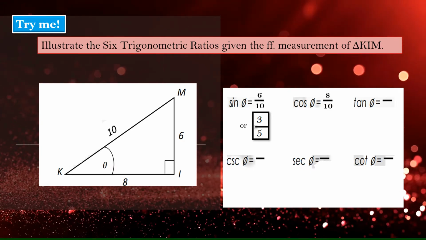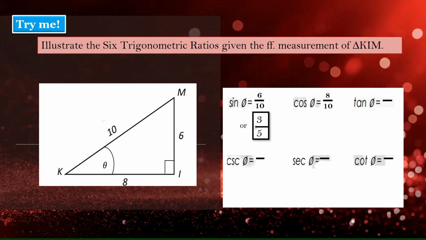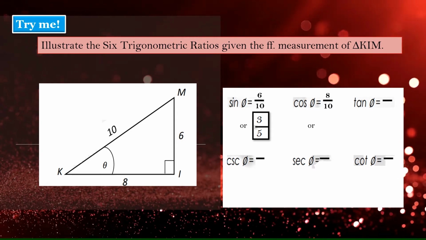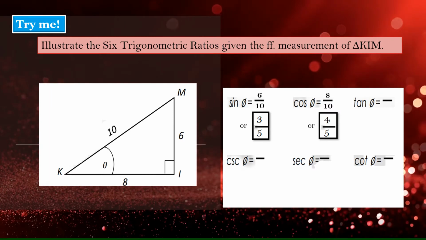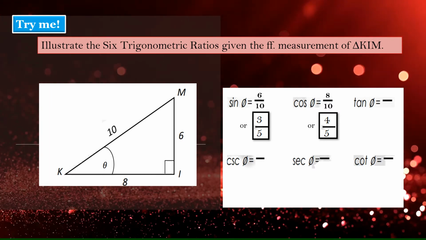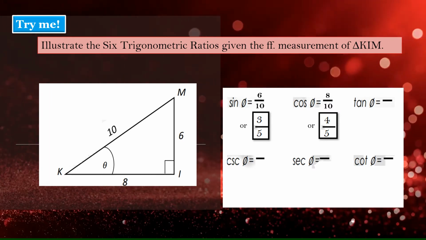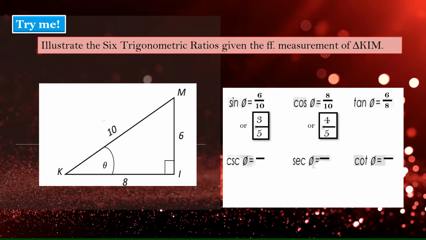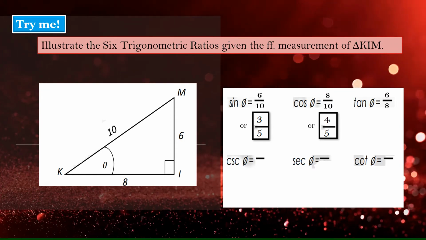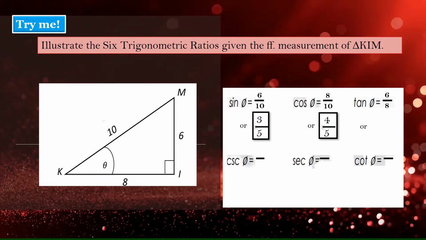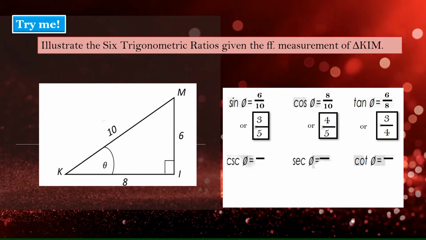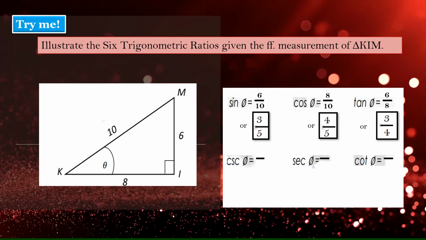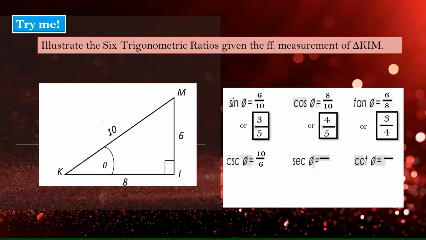Cosine theta is equal to 8 over 10, or reduced to its simplest form, we have 4 over 5. Tangent theta is equal to opposite over adjacent, 6 over 8. Reduced, 6 over 8 is equal to 3 over 4. Tangent theta now is equal to 3 over 4.